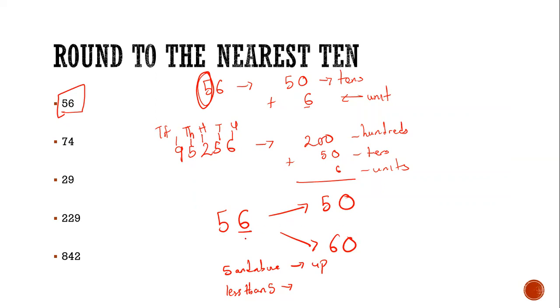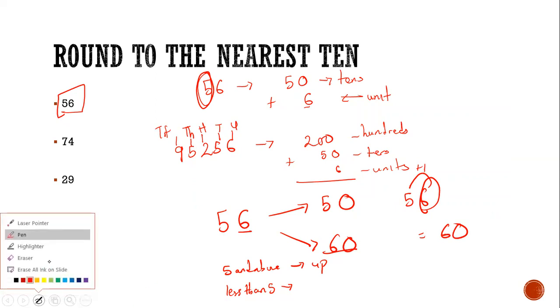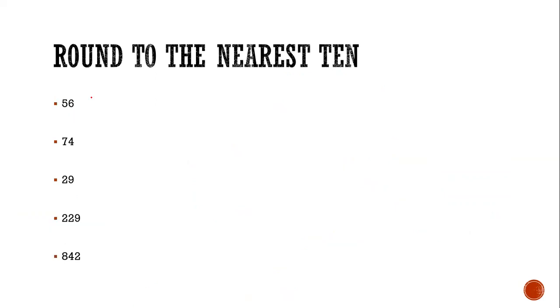So 56, the 6 is 5 and above, so we round it up to 60. Okay, 56, the number after the 5 is 5 and above. So we round this up. We can say plus 1. This becomes 60. So that's how you round numbers. Okay, so 56, if we round this up, this would be 60.